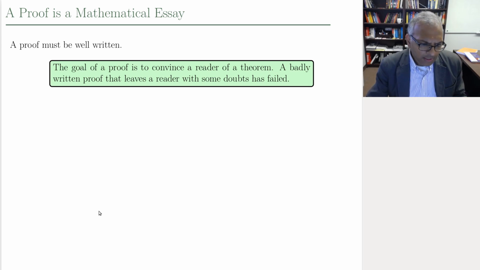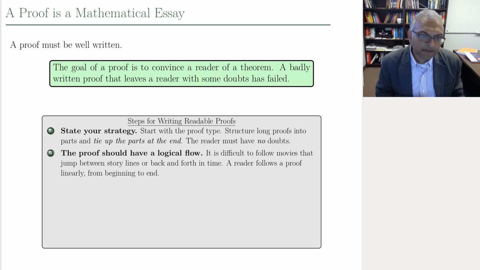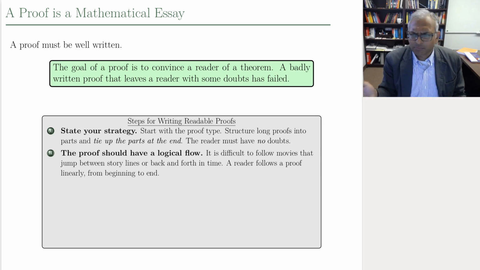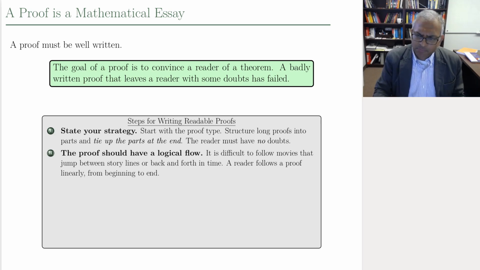Okay, so, the first thing you should do when you're writing a proof is state your strategy. For example, we're going to use a direct proof. Okay, remember, a proof should have a logical flow. Think about those movies where you're jumping back and forth between storylines or jumping back and forth in time. Very hard to follow. Readers go from the beginning to the end of a proof linearly.